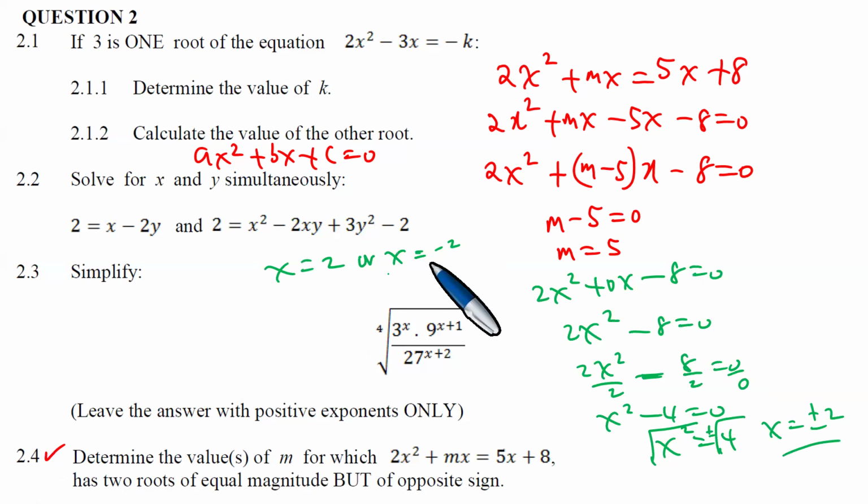So these are two roots of equal magnitude but opposite signs, because we have 2 here and minus 2, and these are of equal magnitude 2, but they're of opposite signs. One is plus and the other one is what? Is minus. So this is what you're supposed to do. But obviously, we continue.